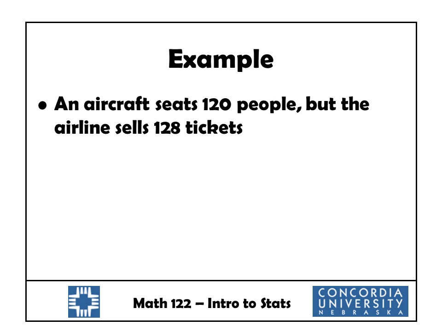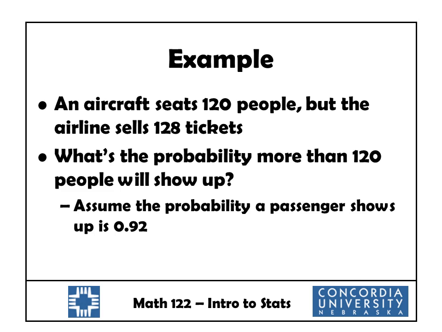So to illustrate this, let's look at an example. An aircraft seats 120 people, but the airline sells 128 tickets. This is a very common practice. It's called overbooking. And airlines do this because they realize that not everyone who buys a ticket is going to actually show up. Sometimes they just miss the flight. Sometimes they have to change their plans at the last minute. And so their hope is that at least 8 people will not show up, and they'll have enough seats for everybody. Okay. Well, we want to ask, what's the probability more than 120 people will show up?